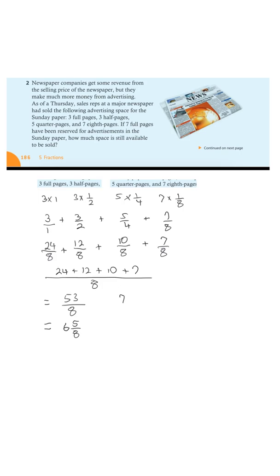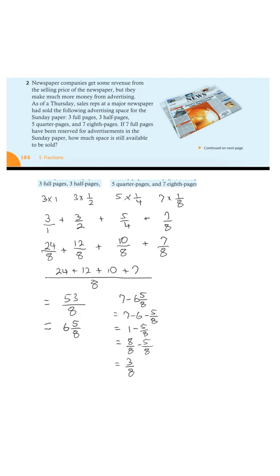We're going to have 7 minus 6 and 5 eighths. And we can write that as 7 minus 6 minus 5 on 8. 7 minus 6 is 1, minus 5 on 8. We can rewrite 1 as 8 on 8 minus 5 on 8, and that equals 3 on 8.